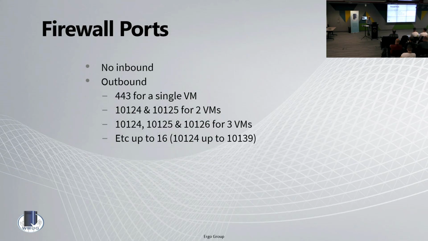Firewall ports. These are crazy. I don't get this, but these are crazy. So in general, there's not too much to do. We don't need any inbound ports on the on-prem network, but the CMG connection point.